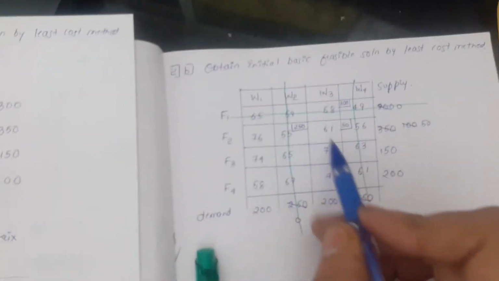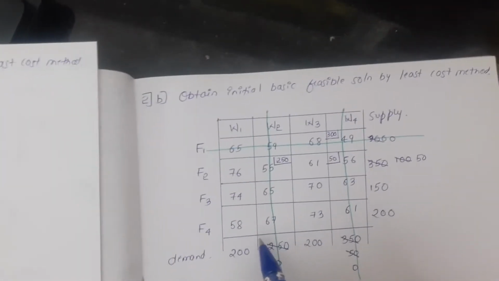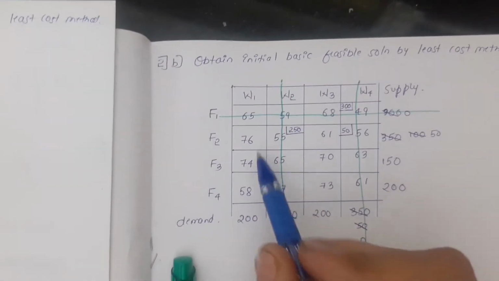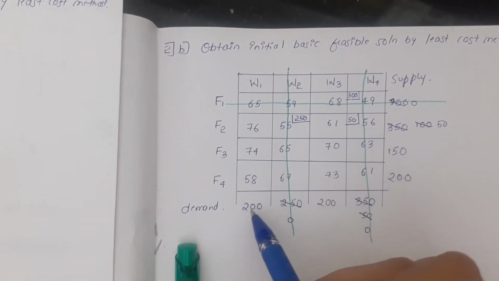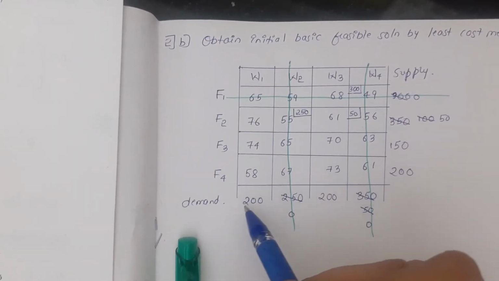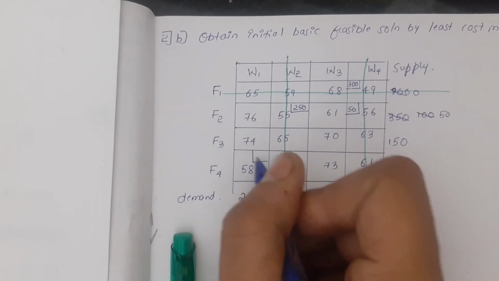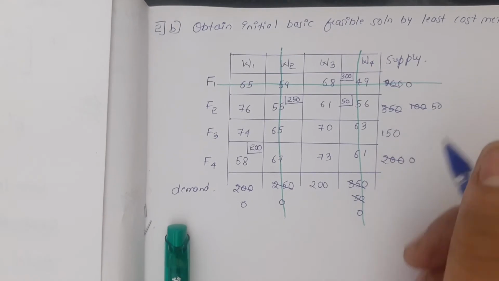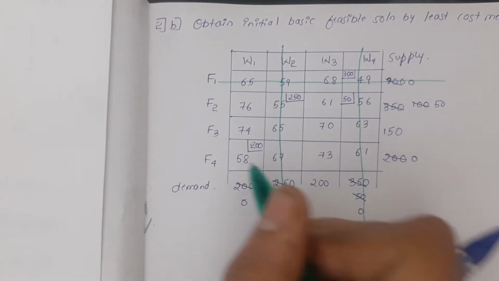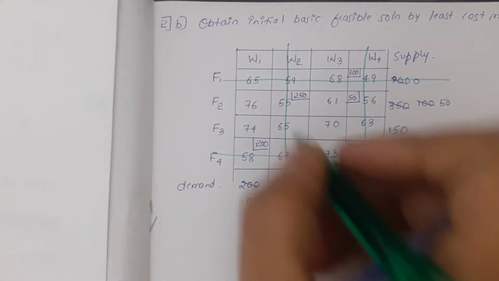Among all these elements, the next least element is 58. For this 58, we have a supply of 200 and a demand of 200. So we allocate 200. This 200 becomes 0 and this 200 becomes 0. So we eliminate this row and we eliminate this column.